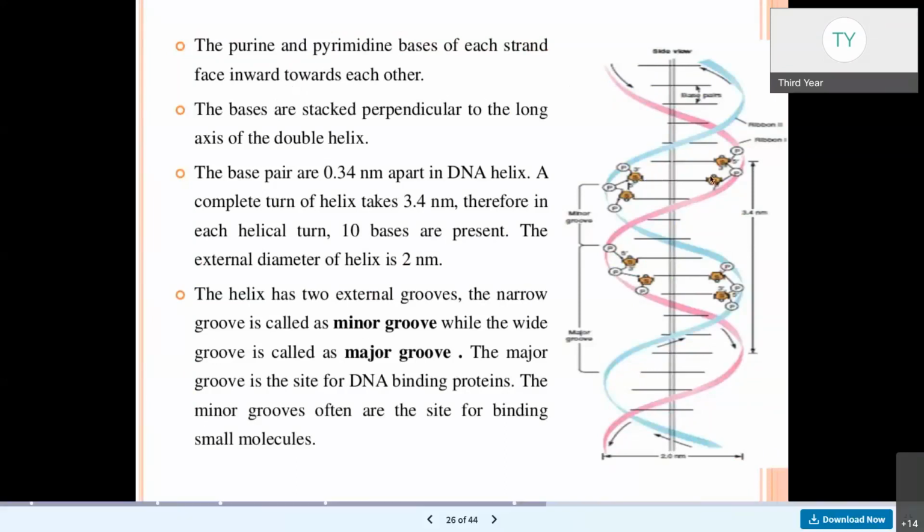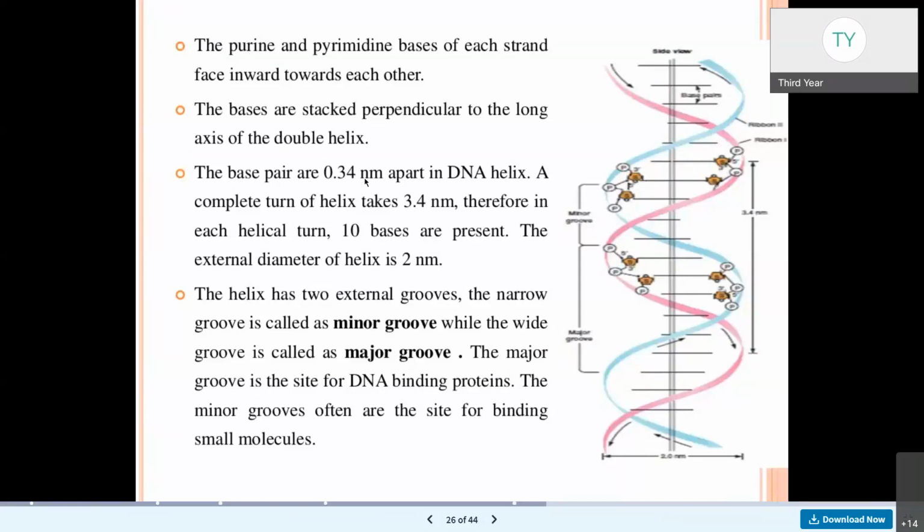So these yellow color, you can see these are bases, and this is phosphate, which is linked with this yellow, which is the sugar. This is phosphate, and sugar is connected with the nitrogen base, and the two chains are connected with each other by the nitrogen bases.